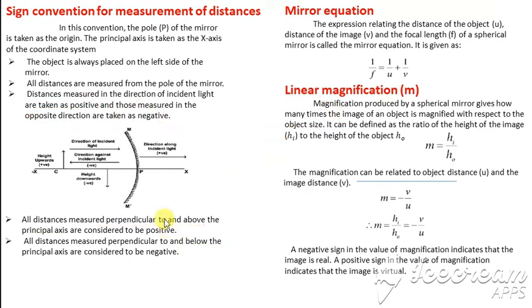Then all the distances are measured from the pole. Okay. Then the object is always placed at the left side of the mirror. Okay. So these are the sign conventions which are to be followed.